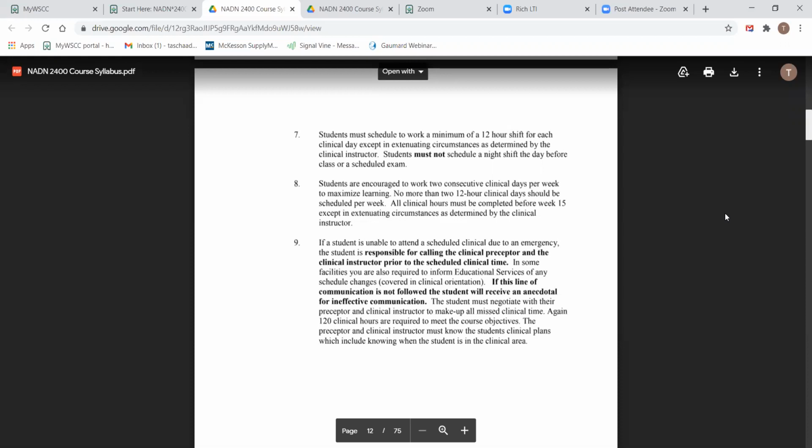In some facilities, you will also be required to inform the educational services about your schedule changes, and we'll discuss that during clinical orientation. If that line of communication is not followed, again, this is in bold, you will receive an anecdotal for ineffective communication. So make sure that you're communicating to the appropriate people when you have any kind of change in your schedule. Communication and professionalism is the key here. The student must negotiate with their preceptor and their clinical instructor to make up all missed clinical time.